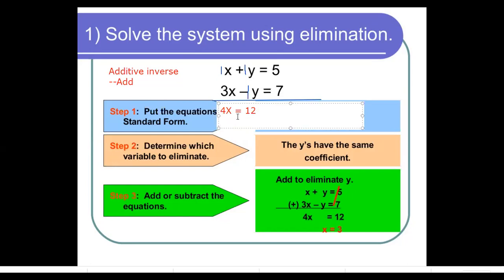We divide both sides by 4. Then 12 divided by 4 equals 3, right? Now we found the value of x. We will take it and replace it in any one. Let's replace in the first one. So we have 3 plus y equals 5. Then y equals 5 minus 3, then y equals 2.